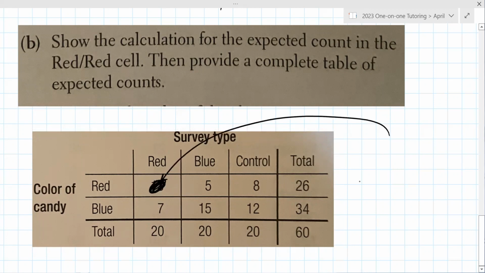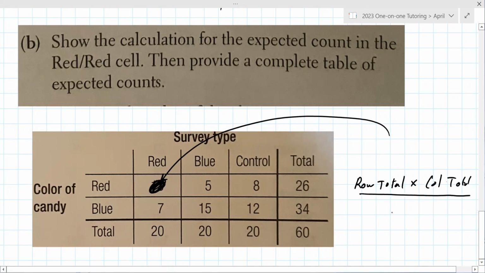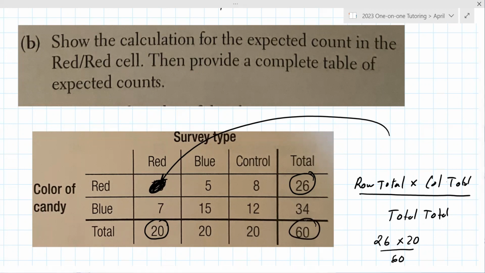So to do that, you take the row total times the column total, and you divide it by what I call the total. Numerically, it would be 26 times 20 over 60. So I'm grabbing the number for the row total, column total, and then the total. That's the actual formula for it.